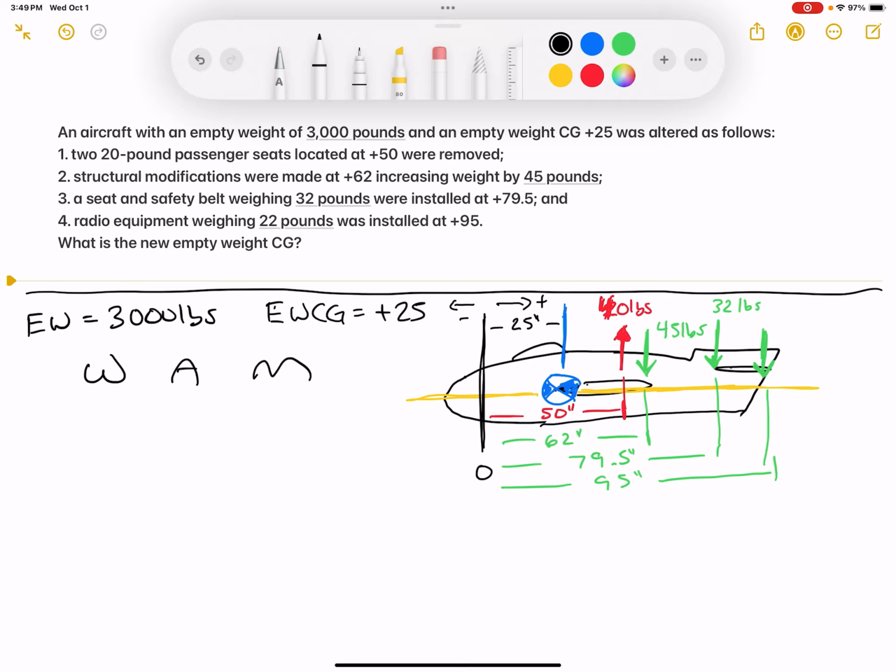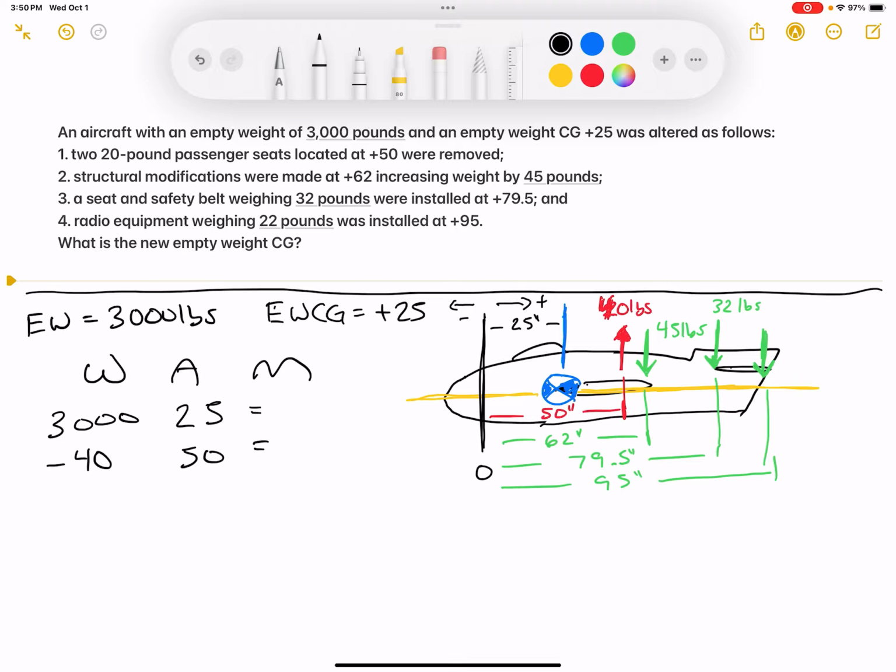So first we're going to do our empty weight. So we have 3,000 pounds. That's the empty weight, and the arm is at 25, and it's going to equal our moment. So we have our second item. So we have 40 pounds. But this 40 pounds was removed from the aircraft. So when we add weight, it's going to be positive, but when we subtract weight, or remove weight, it will be a negative. And then this weight was at 50 inches from the datum.